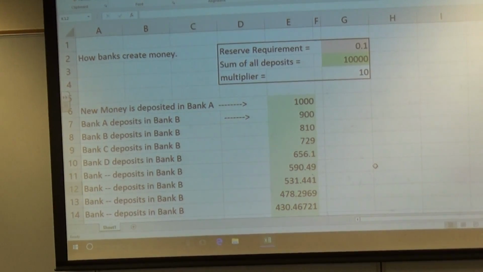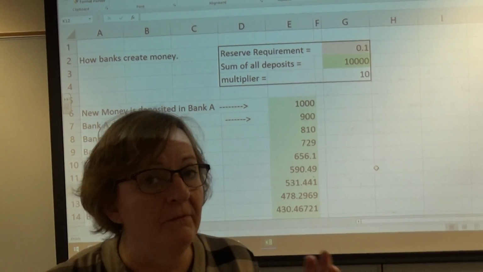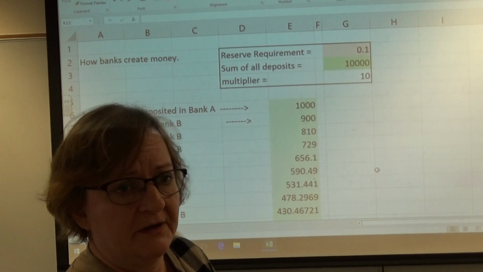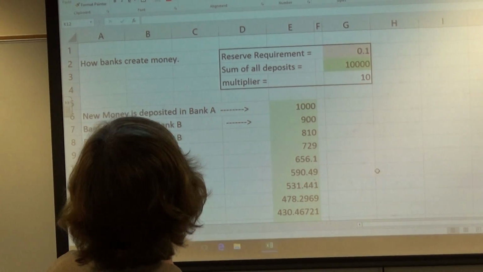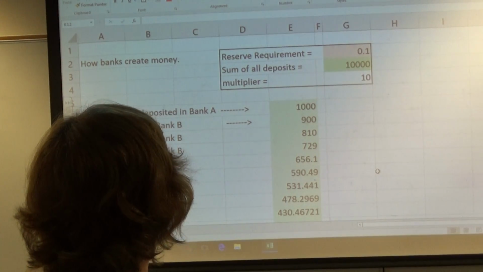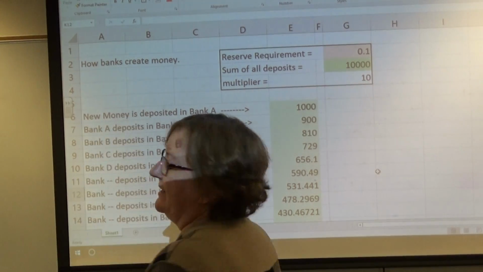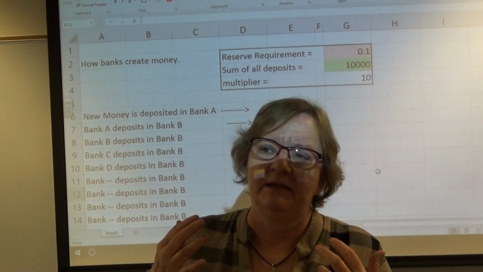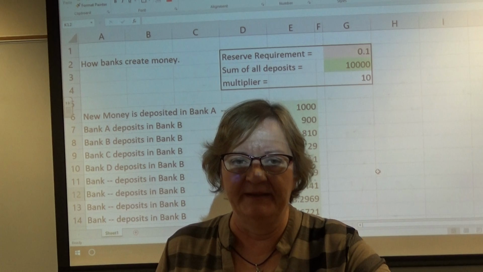Okay, this is how banks create money, and hopefully it will be another short video. So, how do banks create money? When they write checks, more money is out there.